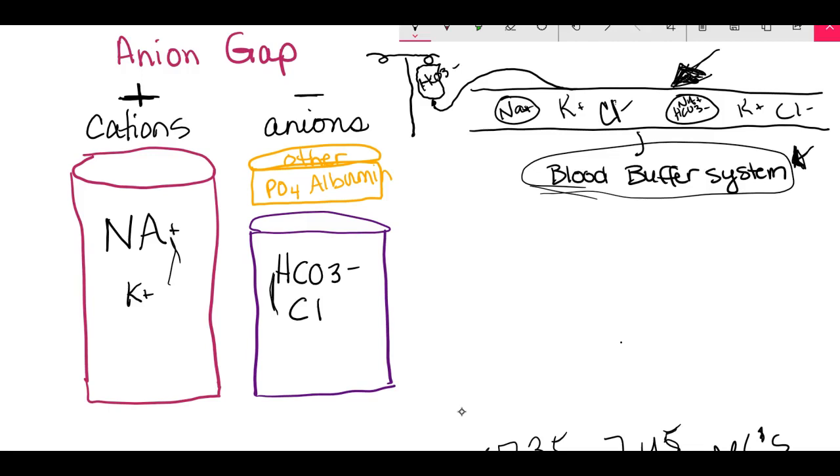The lab does it for you, but you can do it yourself. You're taking your sodium plus your potassium, adding those together, and you're going to get a number. Then you're going to take your bicarb plus your chloride. Remember, that's a negative. You add those two together, and that's going to give you a number. Then you're going to take this number here. Let's just say it's 13.